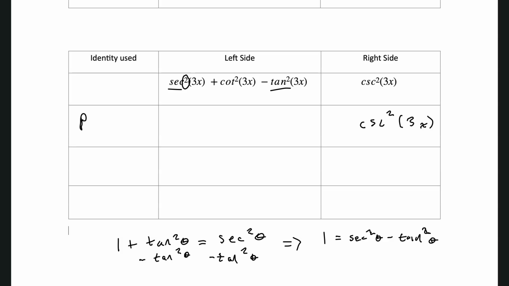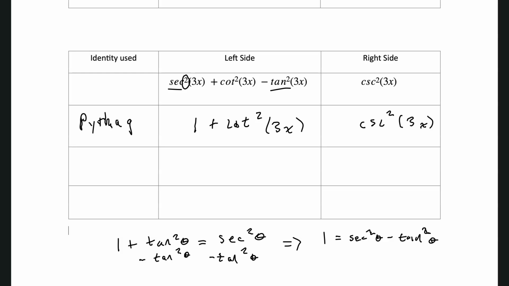Our identity we used was Pythagorean, and I just abbreviate this as Pythag. And then, as I said, we replace the secant squared minus tangent squared with a 1. Okay, that may be hard to read, but it says 1 plus cotangent squared of 3x.